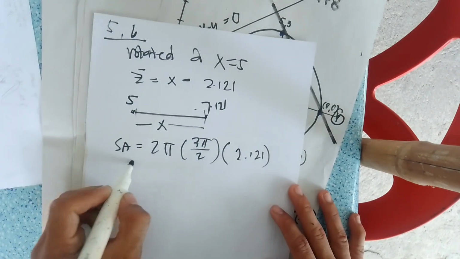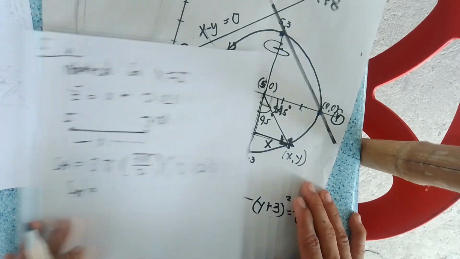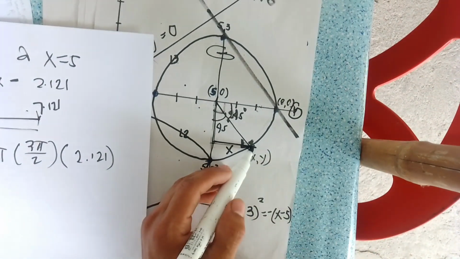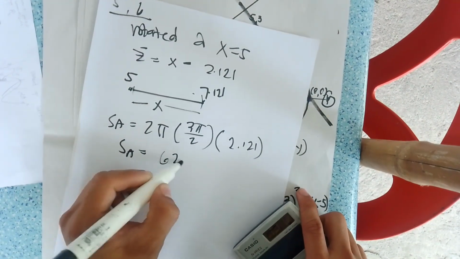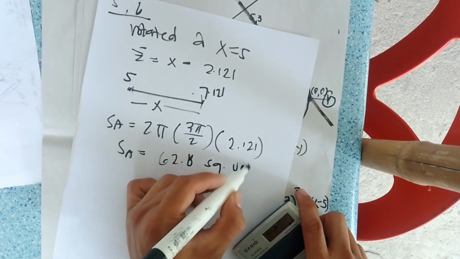Same as before. So that is 62.8 squared units.